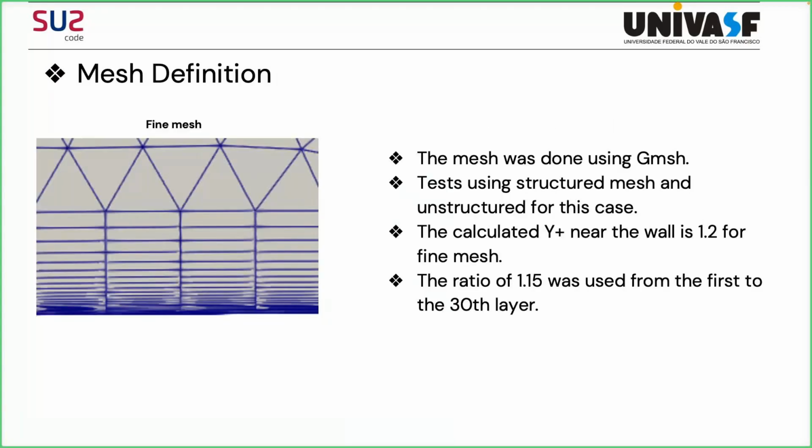The mesh was made using Gmsh, and tests were performed with different types of meshes, aiming to minimize the number of elements for the final configuration. So, the final configuration used an unstructured mesh for most of the domain and structured layers around the airfoil that grow in a geometric progression with a ratio of 1.5, with the first layer height calculated to ensure a y plus near 1.